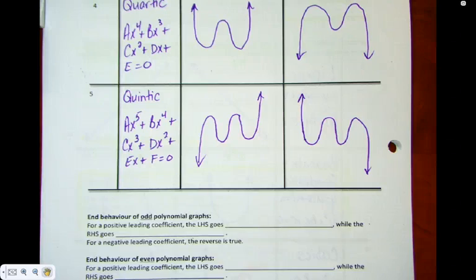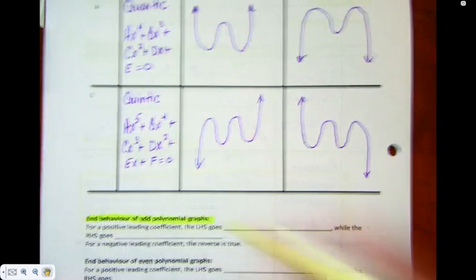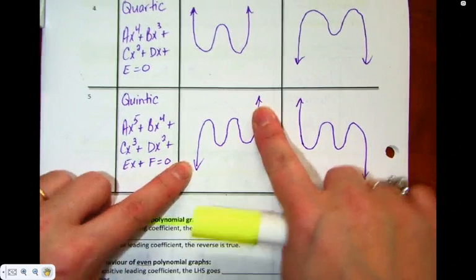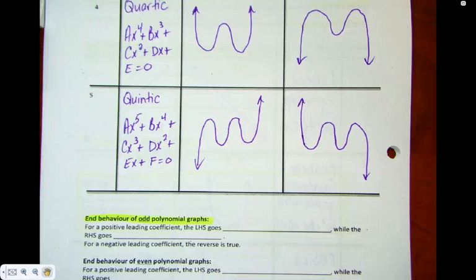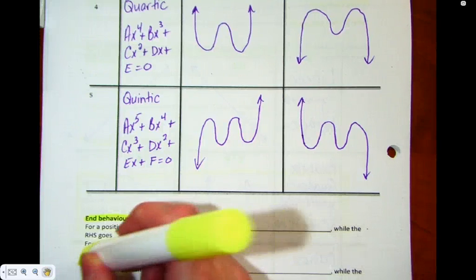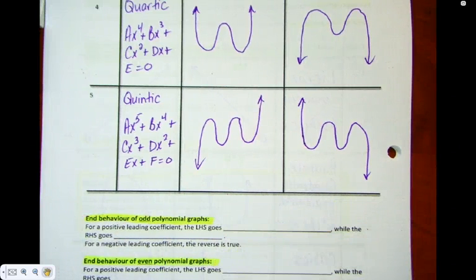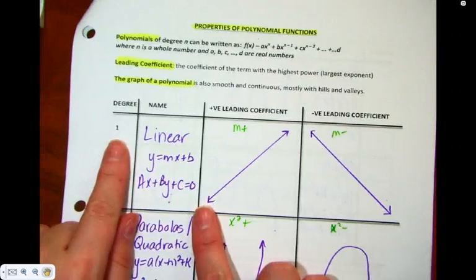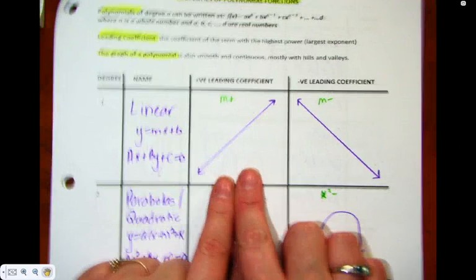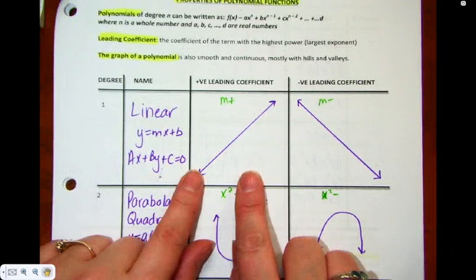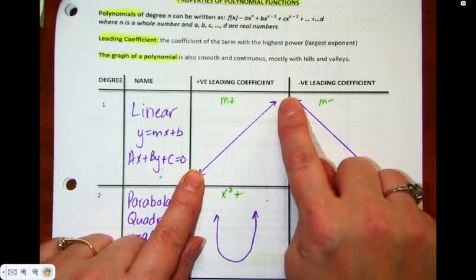So we want to talk about what's called the end behavior of the graph. And the end behavior means the arrows. We want to know, are they pointing up or pointing down? That's the key here. We're going to group the odd ones together, and then we're going to group the even ones together. Odd degrees mean a degree of 1, 3, and 5. So let's look at the degree of 1. What do you notice when the leading coefficient is positive? Well, the left goes down and the right goes up.